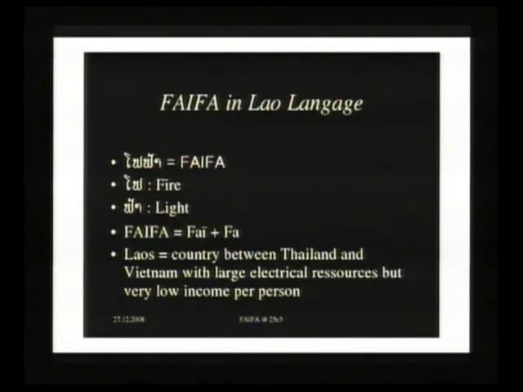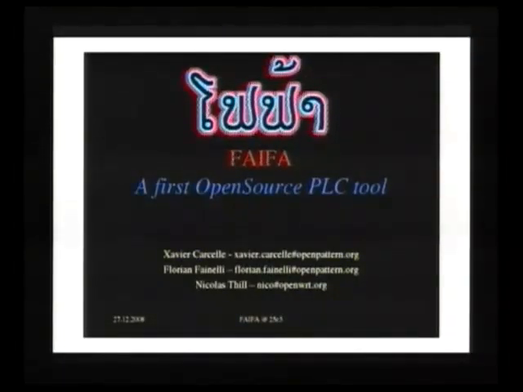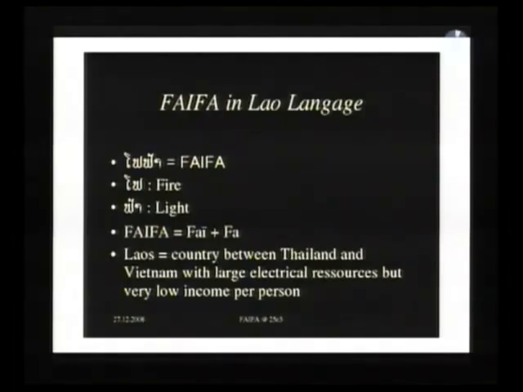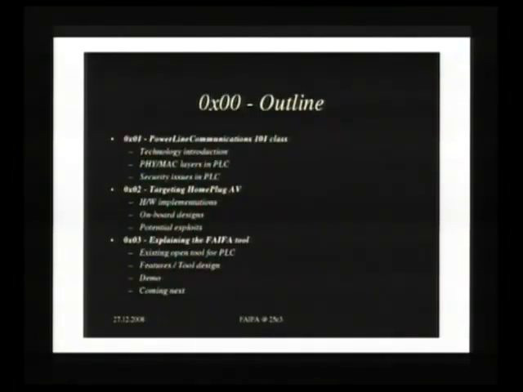Why FIFA is a long story. I will make it short. FIFA means electricity in Lao language. Laos is a small country of 4 million people located between Vietnam and China and Thailand and Cambodia. Basically in Lao language, you don't have very modern terms. So when you want to make a technical term, you have to add words together. So for electricity, you have to add fire and light. So the logo of the tool is basically FIFA written in Lao language.